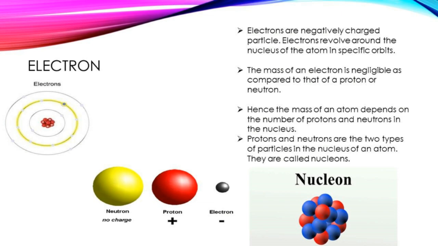Next, the total negative charge of all electrons outside the nucleus is equal to the total positive charge in the nucleus. That makes the atom electrically neutral.